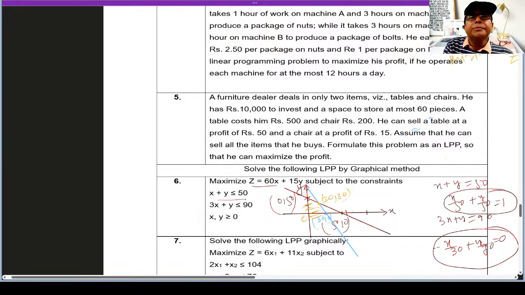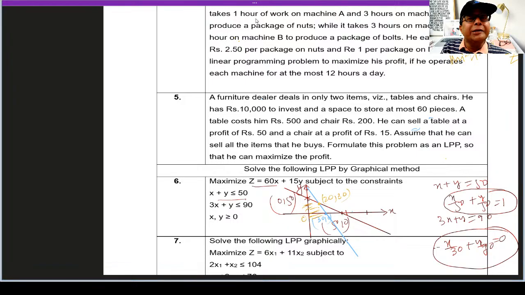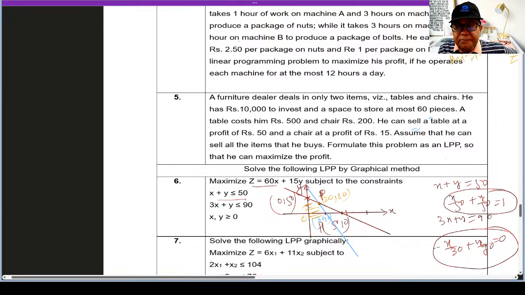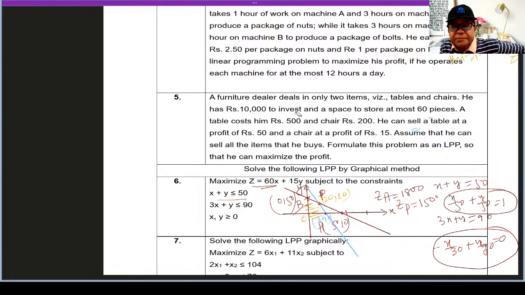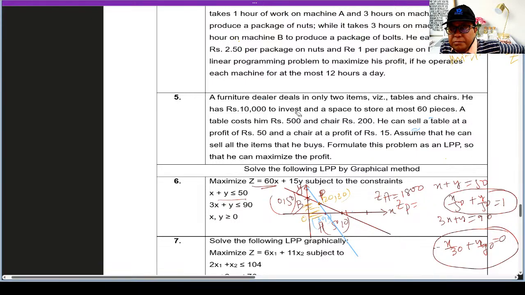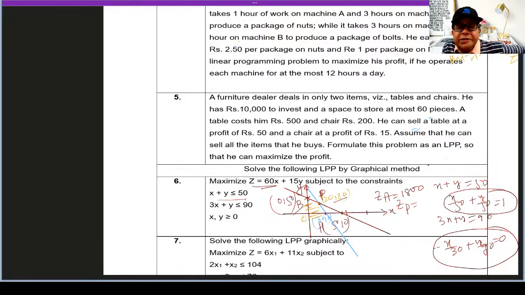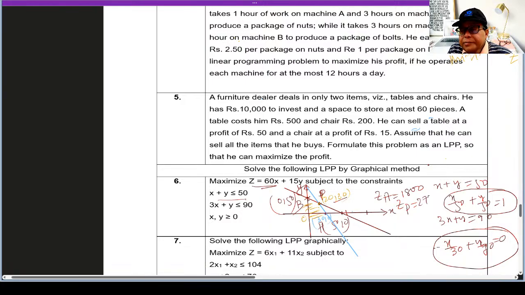So what have you to do there now? You put the values of z at different points. Say that this point be A, this one P, and this one B. Z is this. Z you find that at A 1800, at P 1500, no 1200 and 2700. Isn't it? Just put x 20 and y 30, 1200 and 2700, sorry. And Z at B, 750. So where do you get maximum value? Maximum value occurs at P, 20, 30.